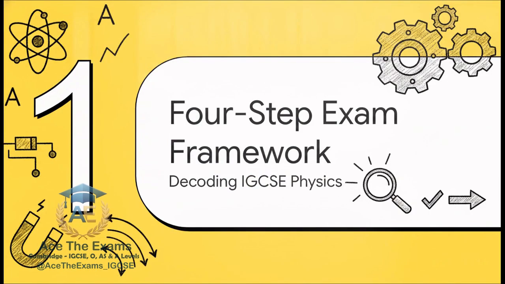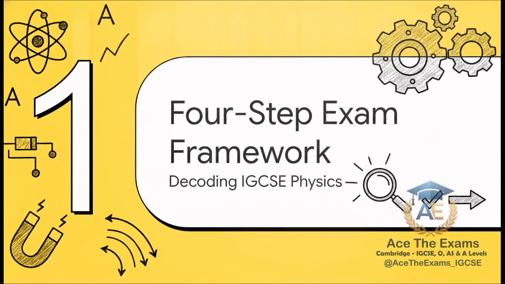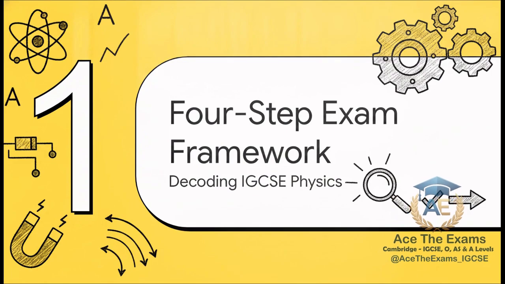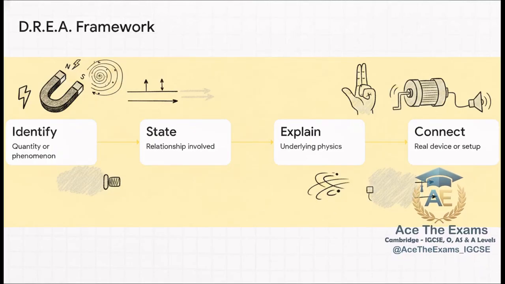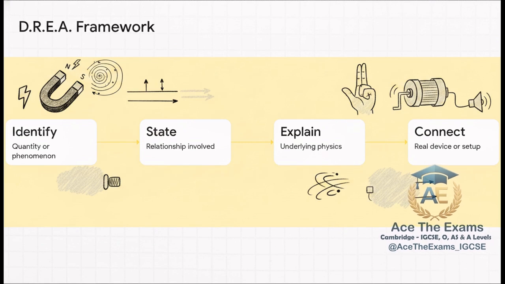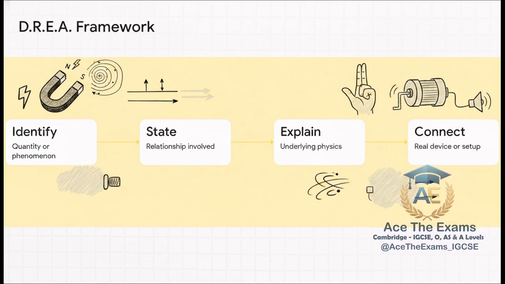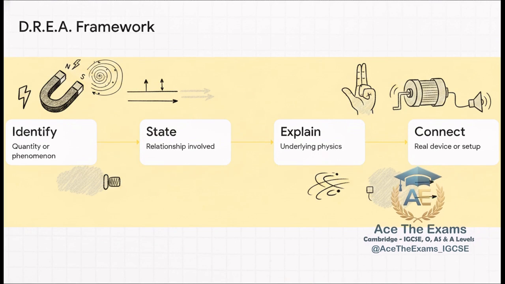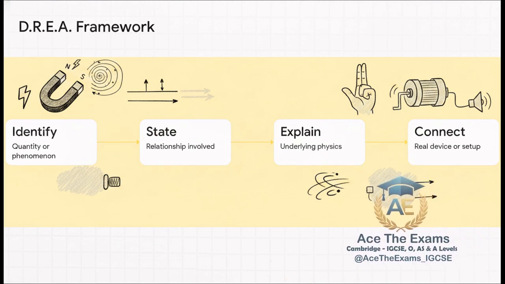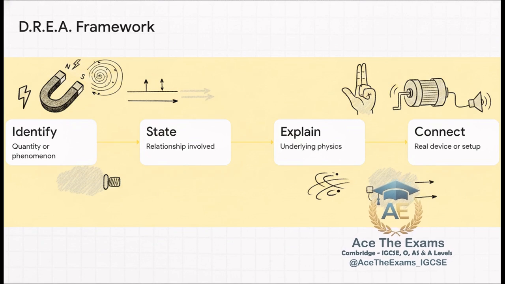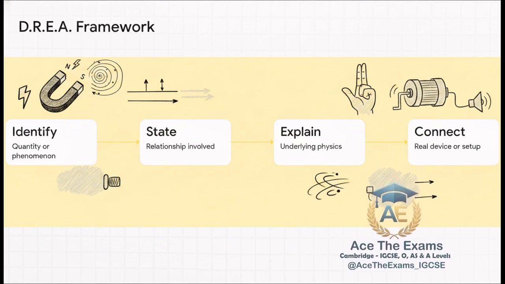Section 1. The four-step exam framework, decoding IGCSE physics requirements. Okay, let's get into the mechanics of a perfect answer. Top-tier exam answers, the ones that get full marks effortlessly, don't just regurgitate isolated facts. They follow a highly logical, structured sequence. We call this the DREA framework, and it perfectly maps to the required physics assessment objectives.